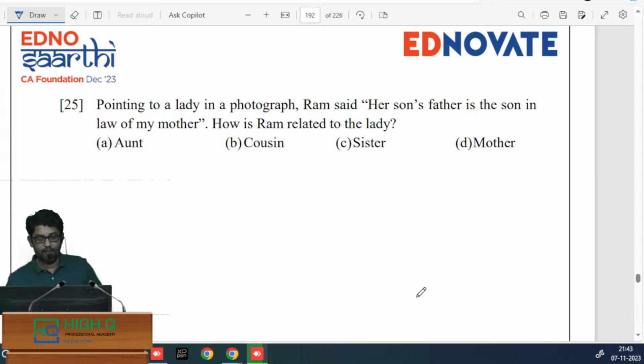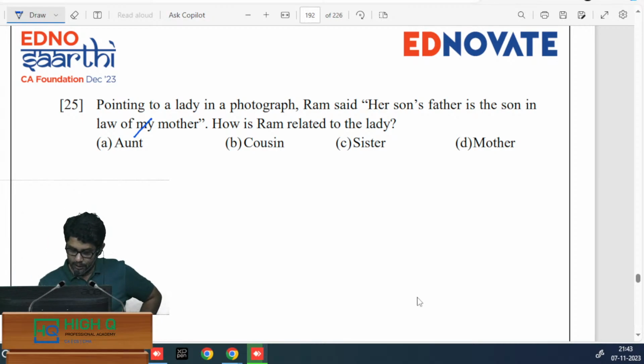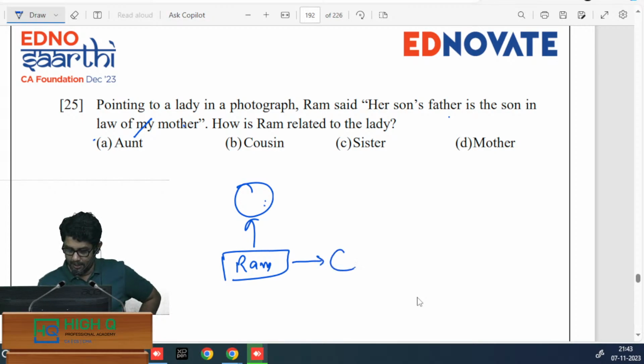Pointing to a lady in a photograph, Ram said, her son's father is the son-in-law of my mother. Who is "my"? Ram. Ram has a mother. Next is son-in-law. So Ram may have a sister, and that sister may have a husband.